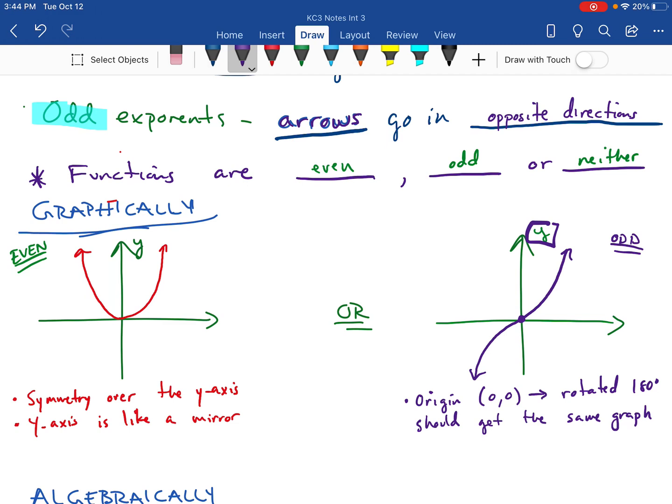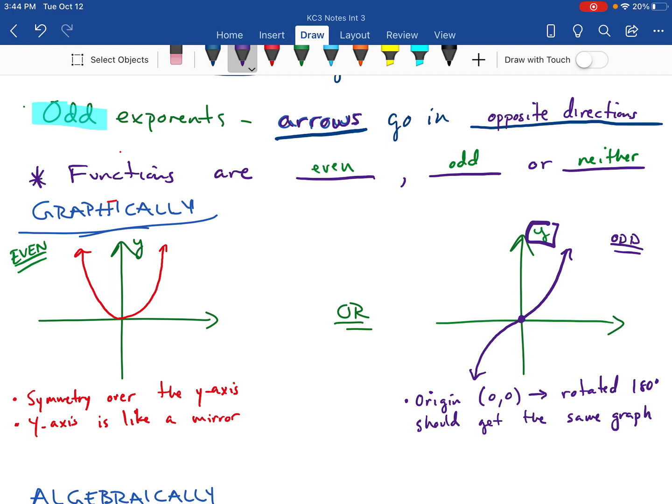So I did show this visually in class. It's harder right now on a video, but I grabbed a piece of paper and I drew this exact same graph, and I literally just rotated it 180 degrees, and you still get the same graph. Now this is graphically. So if you're able to do that and you get the same graph, it is odd.